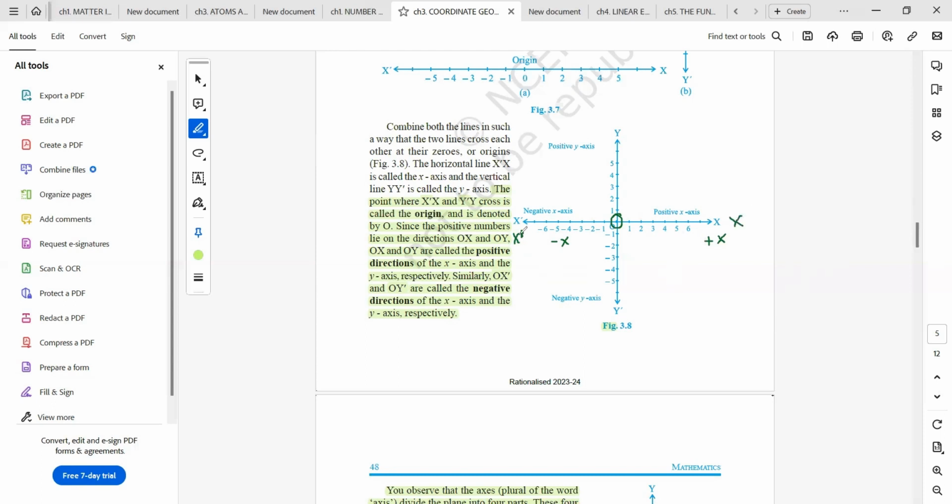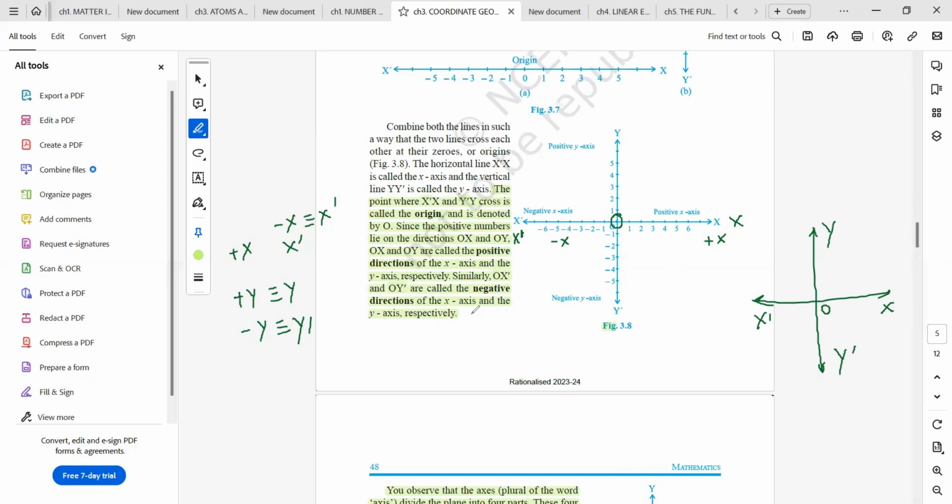So x dash is simply, it is not like x and x dash are different. This is the same axis. That which is showing the positive numbers is plus x, and which is showing the negative numbers is minus x. Minus x we have denoted with x dash. Similarly, plus y is just y, and the y-axis which is denoting the negative numbers, we denote with y dash. Okay. So now we have x and x dash, and now we have y and y dash, right? And this is origin O. Clear?